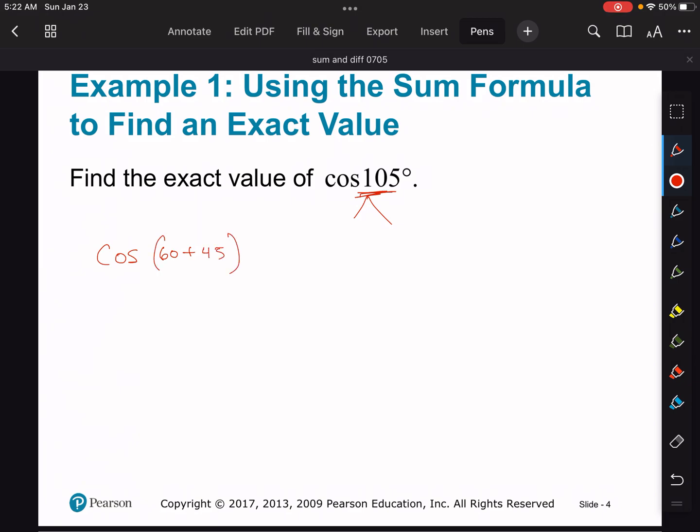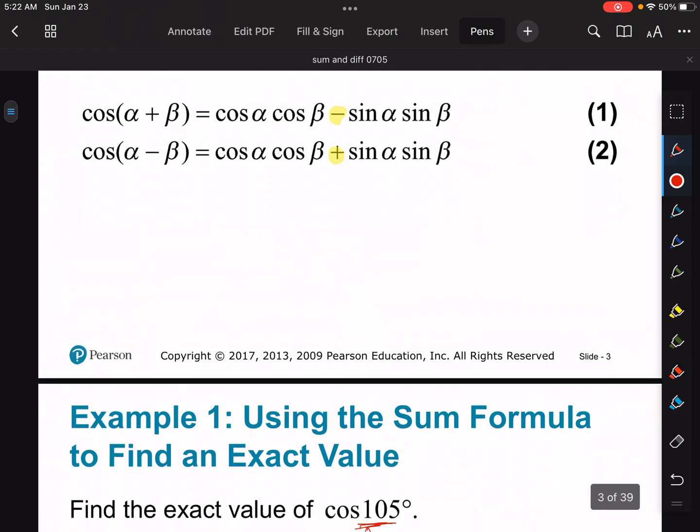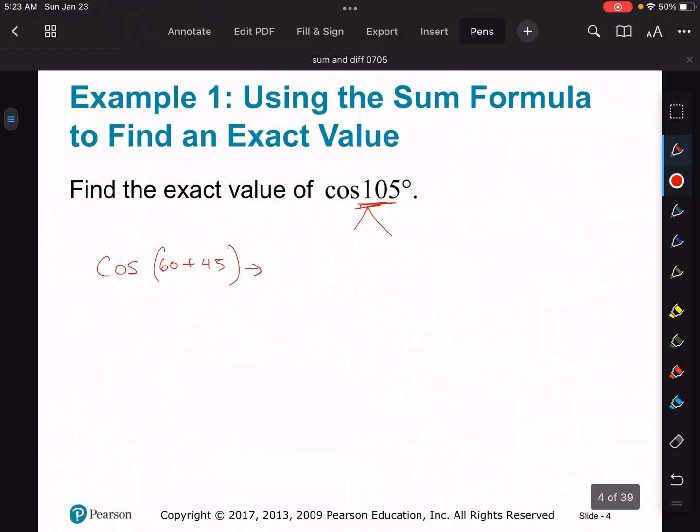Those two places on the unit circle, however, happen to be nice places, right? So I'm just going to start with my sum formula, which you should refer to your notes for a little while, and then you should just be comfortable doing this. Call this alpha, call this beta. So we have the cosine of 60 degrees times the cosine of 45 degrees minus the sine of 60 degrees times the sine of 45 degrees.